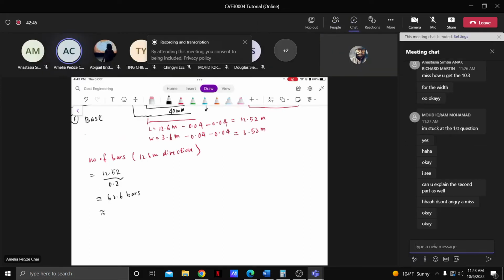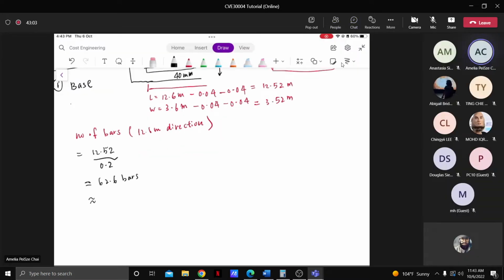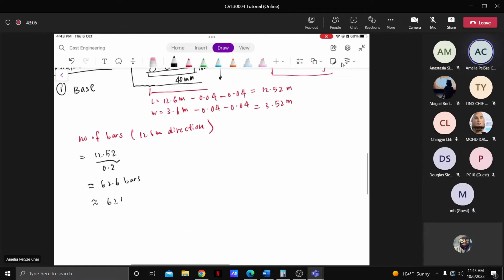Who say up? How many of you say up? No one say up? Got anyone say it's round down? Round down, sure. If you round down, what happened? You left 62 bars, right? Then you multiply back your 0.2 spacing, how much? You left 12.4 meters off. Where's the rest? Where's your 0.12 meter gone to? That side no need, that 0.12 no need.